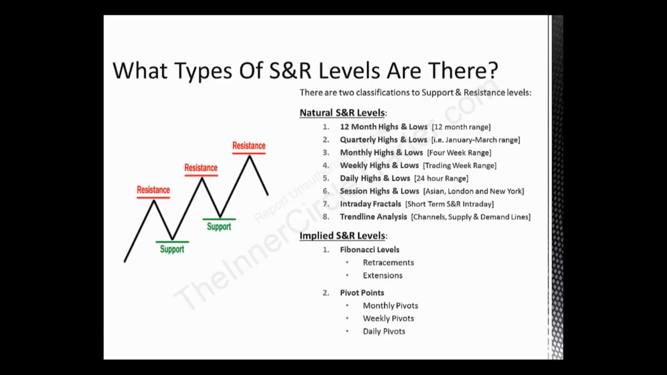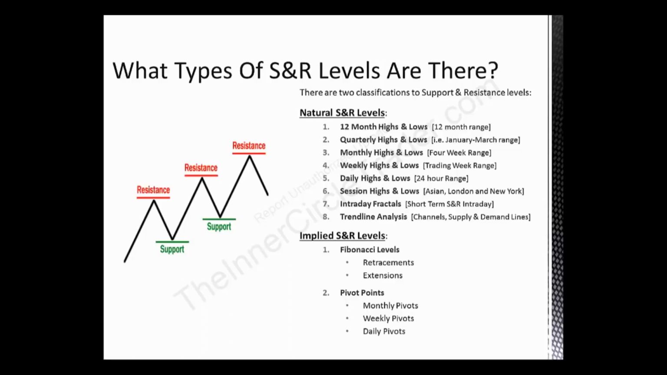So now what types of support and resistance are there? Well, there are two types, and in my own understanding, I dub them natural support and resistance levels and implied support and resistance levels. Now, what is a natural support and resistance level? One would obviously be a 12-month high or low, the highest price in the last 12 months and the lowest price in the last 12 months. Those are basically your 52-week highs and lows. Pretty standard levels in all of the technical circles.